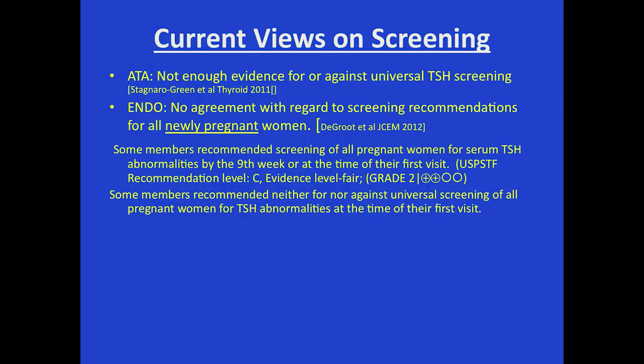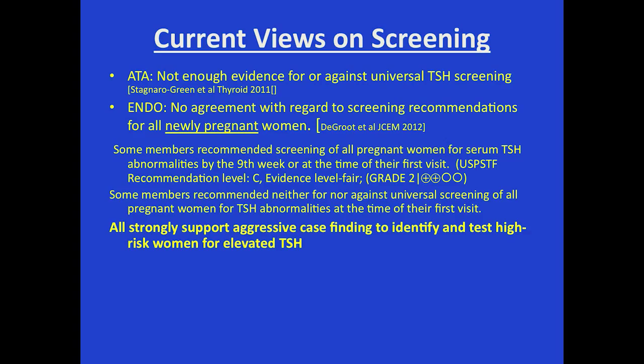And I know this has been discussed, but the ATA said there's not enough evidence. The Endocrine Society, no agreement. Some of us sat on the fence. Some of us wanted screening. Some of us didn't. And all strongly supported aggressive case finding. Some of the criteria for that have been illustrated by Dr. Bollard. But there are at least three or four or more papers showing that if you use that strategy, you could miss up to 65% of undiagnosed thyroid dysfunction. So that is something we have to ponder, and a lot of clinics have been pondering it, and it means that screening is actually starting in many countries.